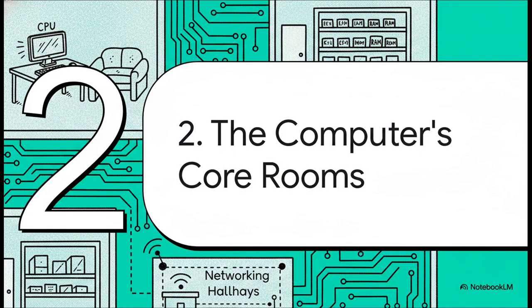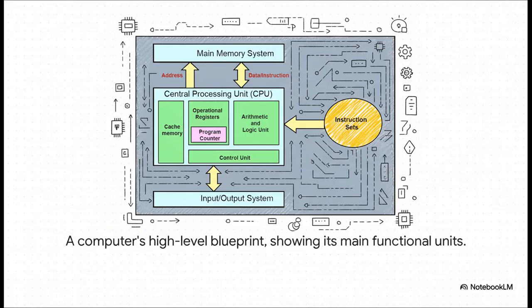All right, so if the architecture is our blueprint, then what are the main rooms in our computer house? It's pretty cool, actually. Every single computer, it doesn't matter how big or small, has the same core set of rooms that all have to work together to get anything done. So here it is, the basic floor plan. You can see there are three main areas that are always talking to each other.